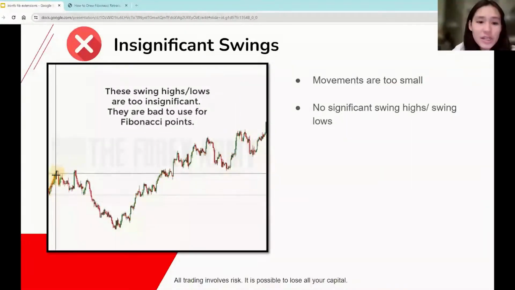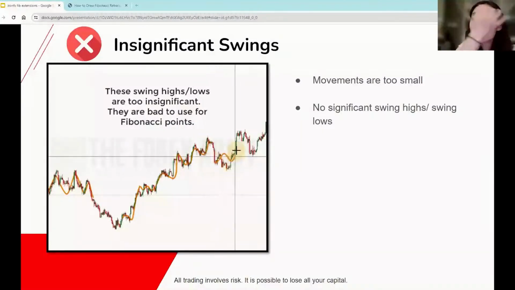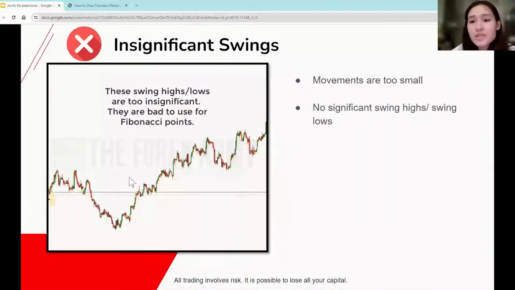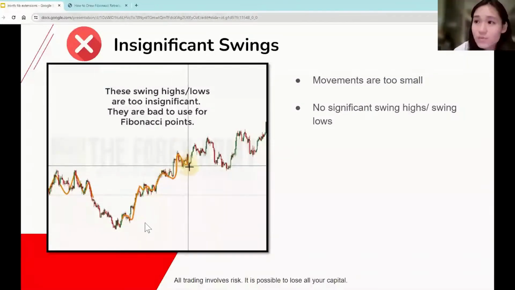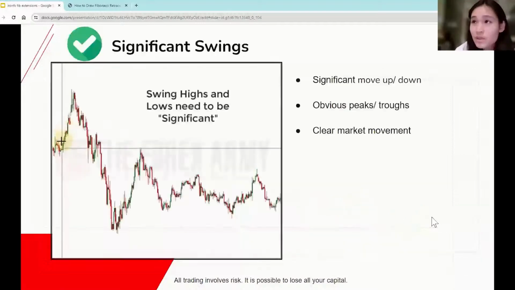So let's first look at an incorrect example. Here's an example of insignificant swings, which are bad points to use for fib starting and ending points. You can see it's really messy, the price movements are too small, and there are no significant swing highs or lows. Another example is over here. So there's no clear swings, no clear market structure. Price movement is too small to use any kind of Fibonacci technique here.